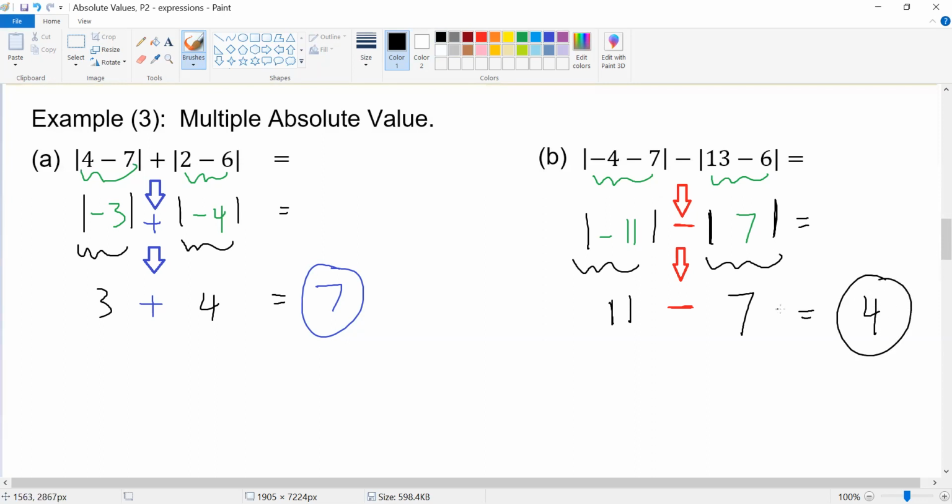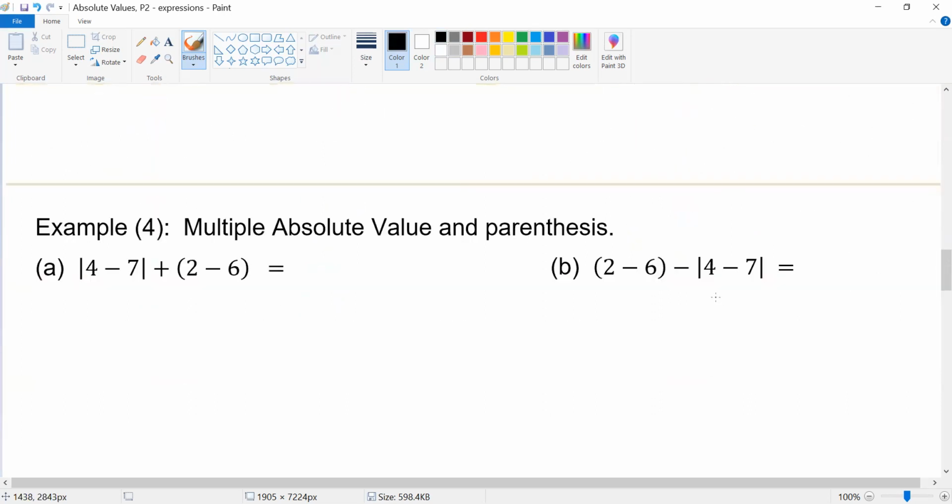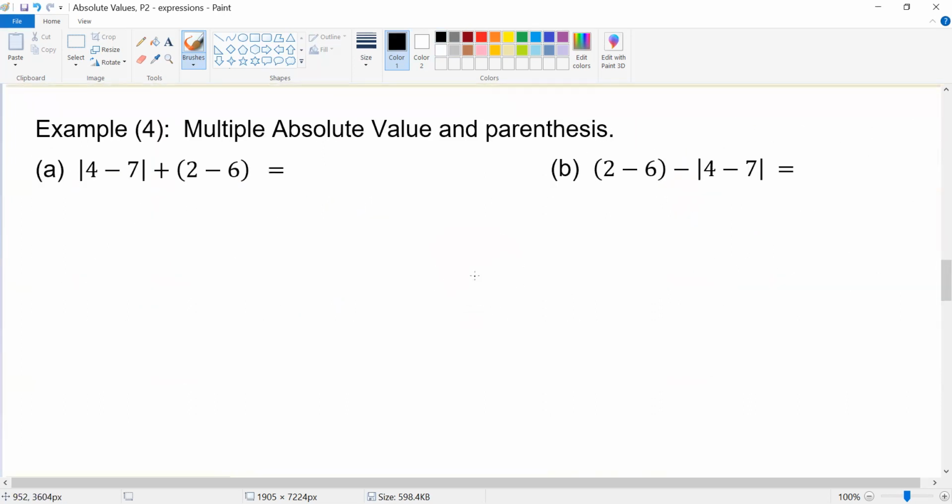And so that's how we deal with multiple absolute values. We first take care of all the absolute values, then perform any additional operations afterwards. On to example number 4. So in example 4 now, we're mixing things up. We're having both absolute values and parentheses.